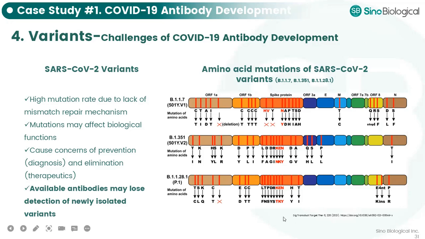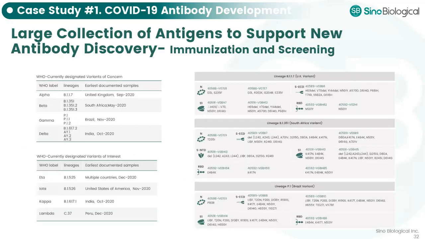So here are a couple of examples of the variants. The spike proteins and the N proteins are the two major molecules for therapeutic use and diagnosis. To solve this problem, first, we make a large collection of variant antigens to support our new antibody discoveries, because we want to find an antibody which is able to recognize all types of variants.